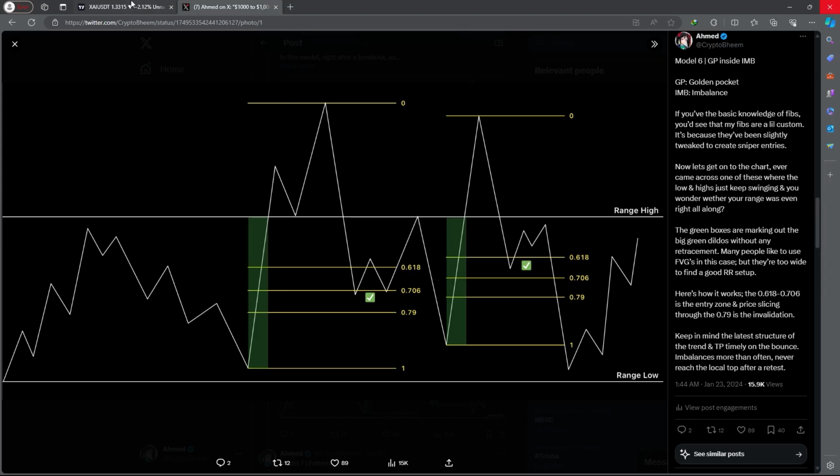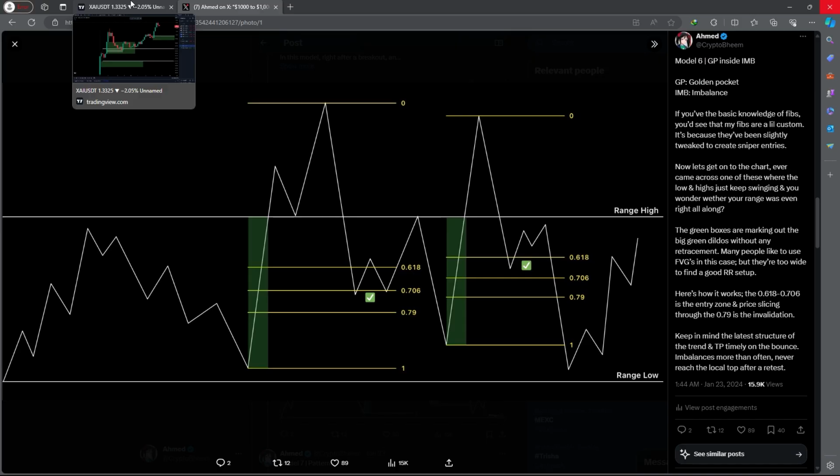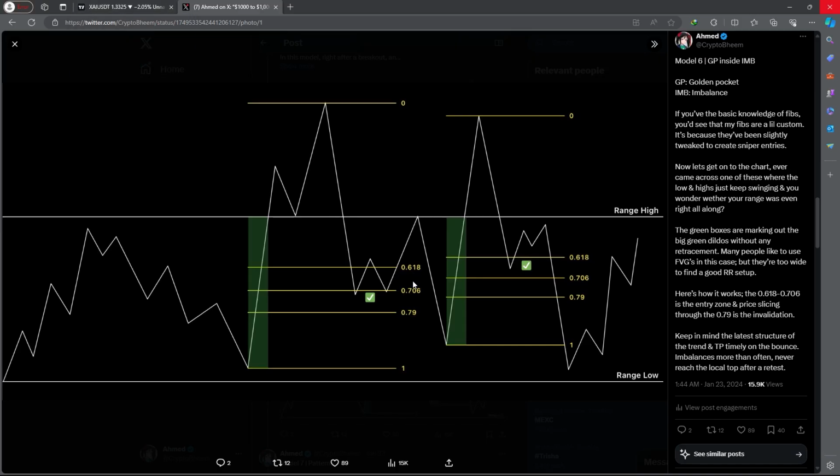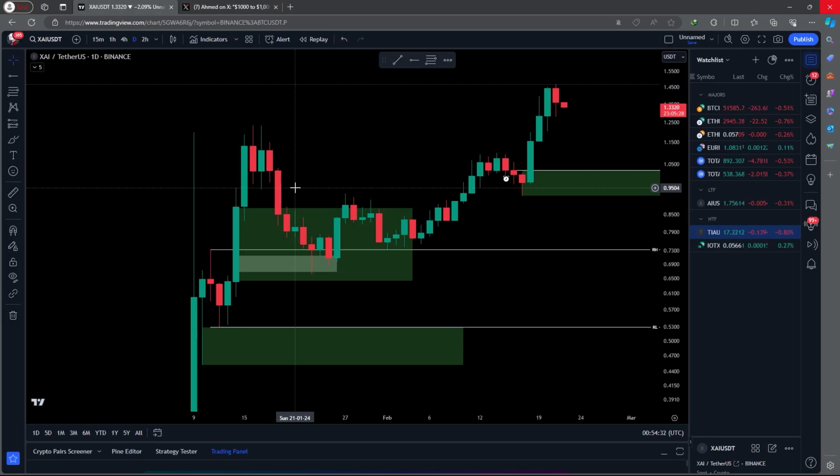And let's just take a lesser RR setup than simply waiting for exactly the 0.706 to retest, because it may or may not retest. So we had the retest, a perfect retest over here.